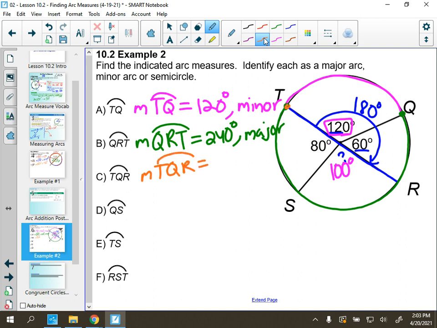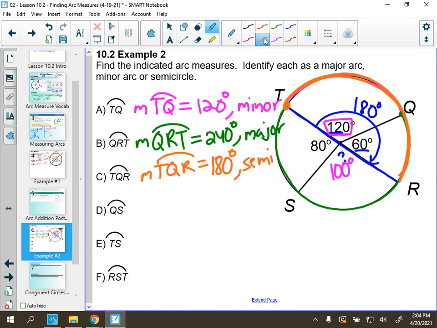Let's see, start at Q, get around to Q, stop at R. All right, there's our semicircle, halfway around, TQR. We're talking exactly 180. And we can just say semicircle.